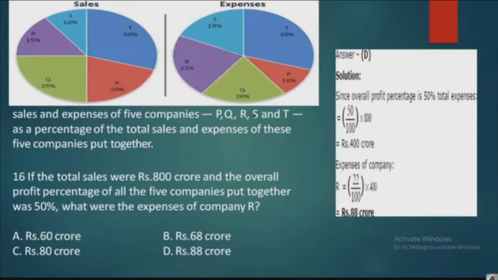Okay, so for company R, here what are they saying, that overall profit percentage of all the 5 companies put together was 50%. Okay, 50%. So that means 50% of 800 crores is 400 crores, and expense of company R is 22%. So you have to take out the expense of company R. So 22% of 400 would be 88 crores. Okay.